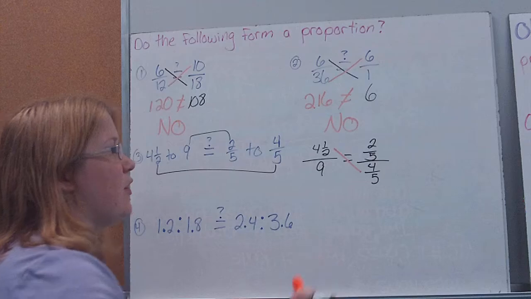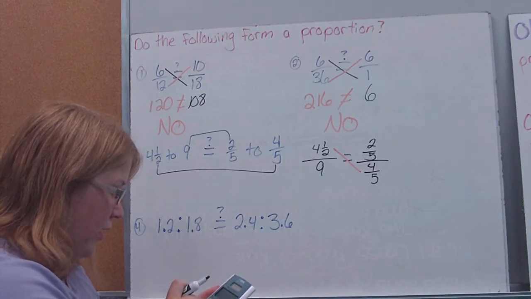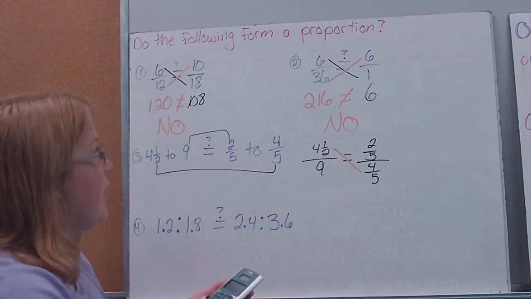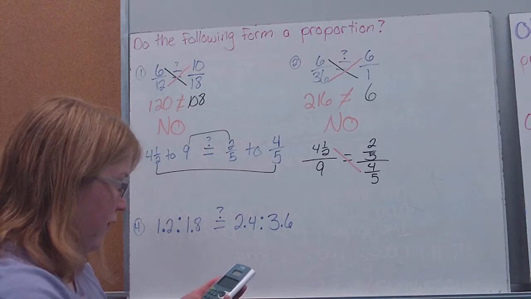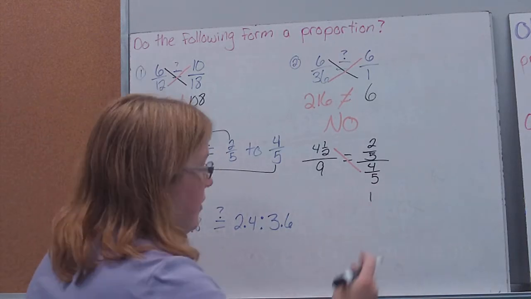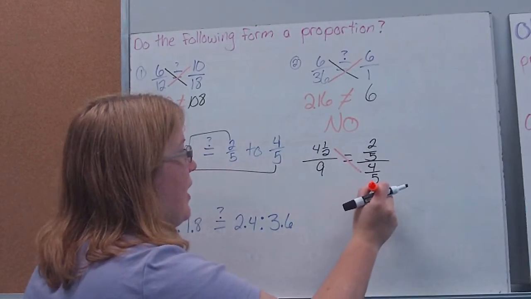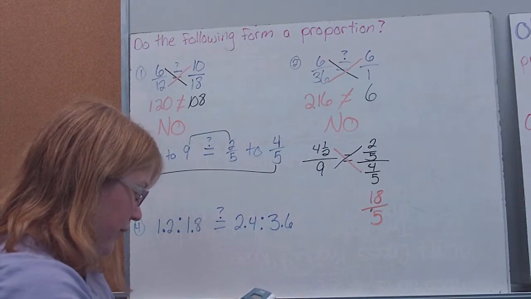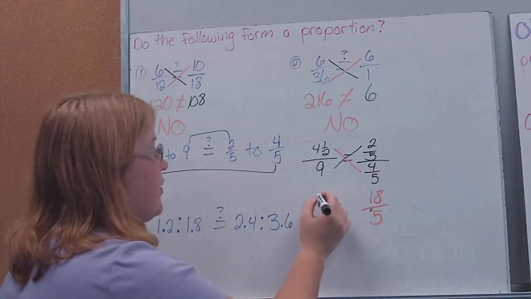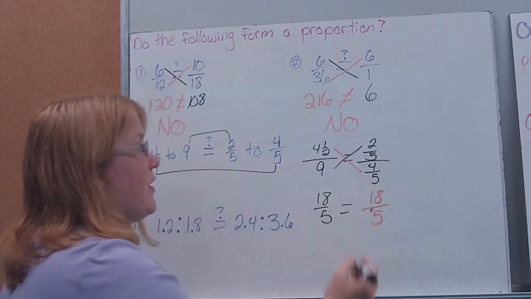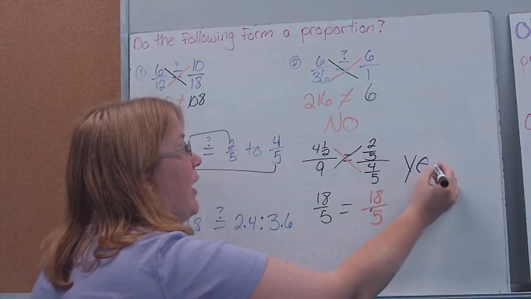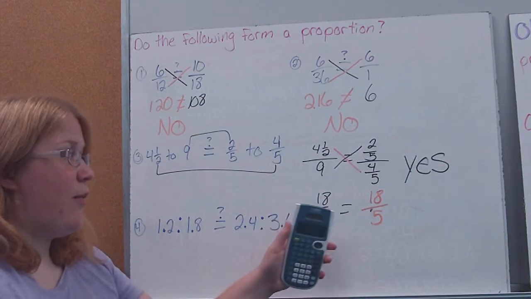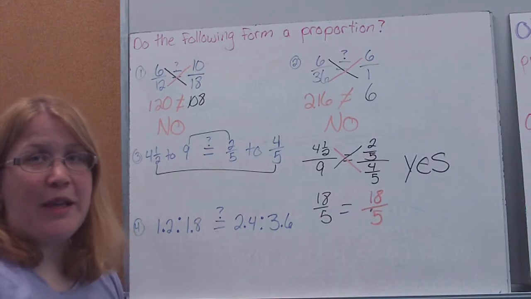I'm going to cross multiply. So 4 1/2, and I'm again going to, for the sake of time, use my calculator. 4 1/2 times 4/5 gives me, oops, wrong color, 18/5. 9 times 2/5 also gives me 18/5. These are equivalent, so number 3, my answer is yes. Yes, these two form a proportion. My cross products came out equivalent. That means that they're a proportion.